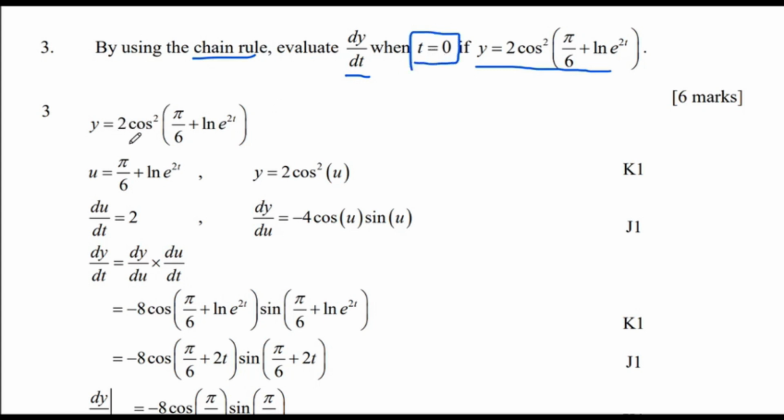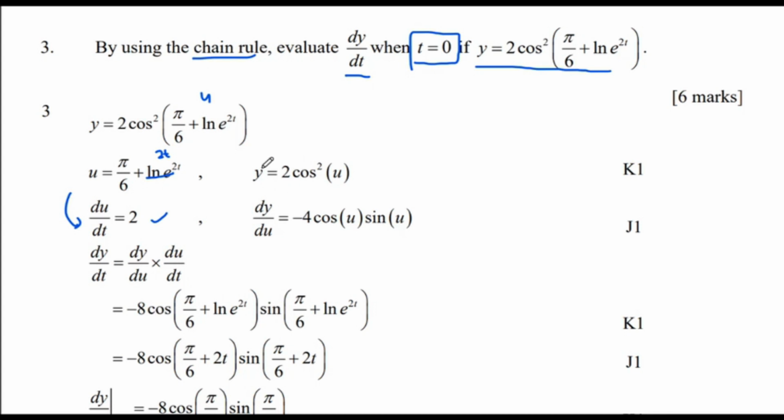Baik, so yang pertama adalah, jadikan yang dalam bracket ni adalah kamu punya u. So u kita adalah pi over 6 plus ln exponent 2t. So pi over 6 ni kalau kita differentiate du/dt dia akan dapat kosong sebab dia is a constant. Pi constant, 6 pun constant. Ln e ni sebenarnya boleh potong, jadi dapat 2t saja. So bila you differentiate you dapat 2.